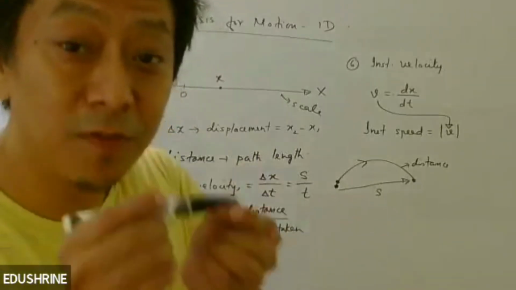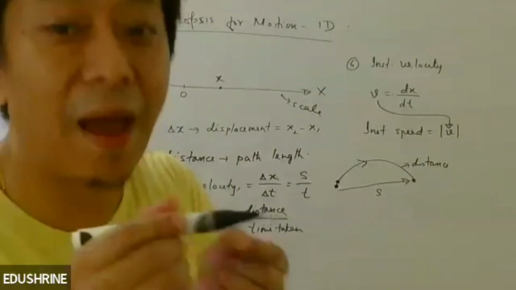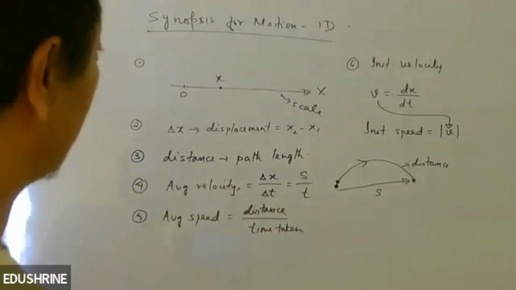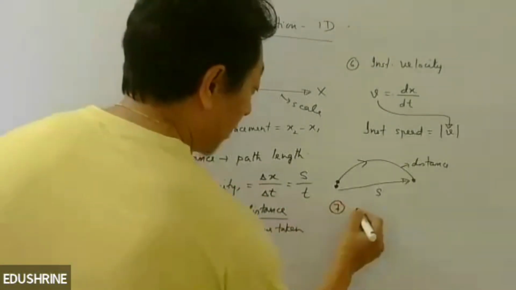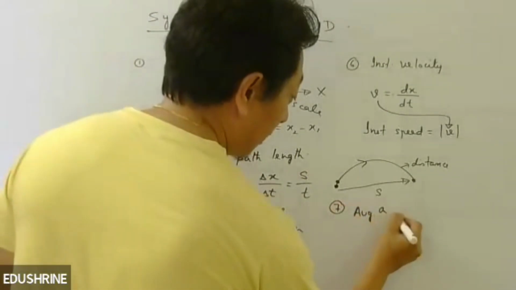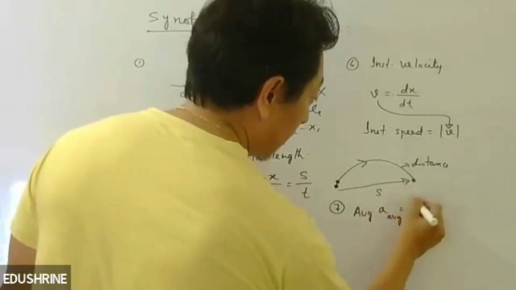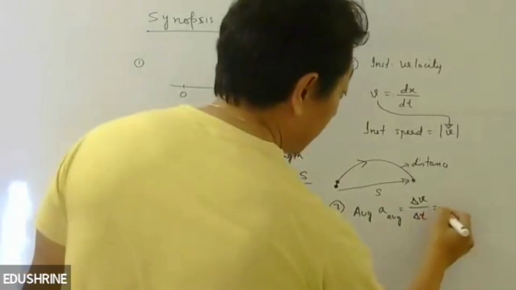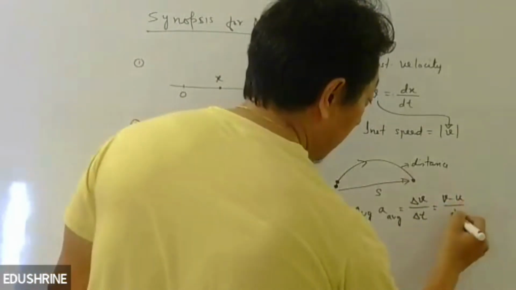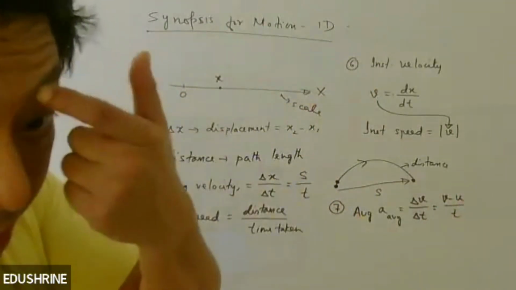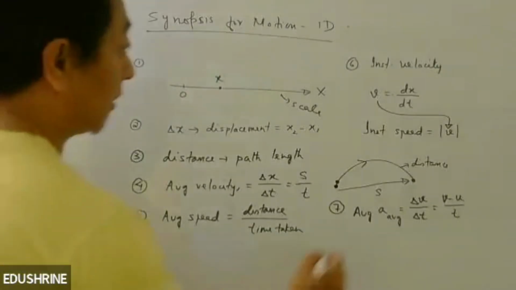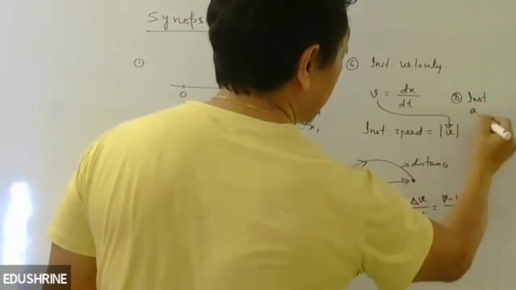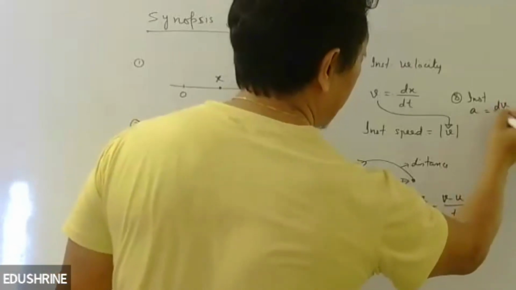When will they be the same? If you go straight and don't come back. If you go straight, then distance and displacement are the same. Then if I ask average acceleration, it is change in velocity by time taken. Some people also write v minus u by t. This is average acceleration, okay? And if they want instantaneous acceleration, then it is just dv by dt.